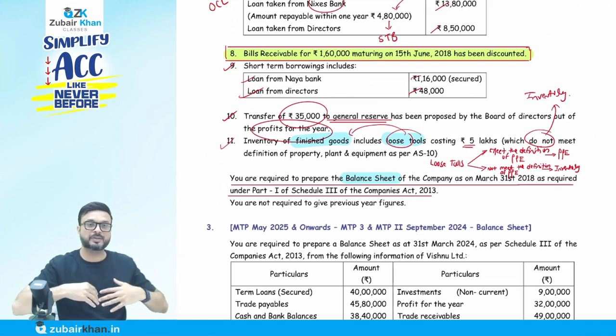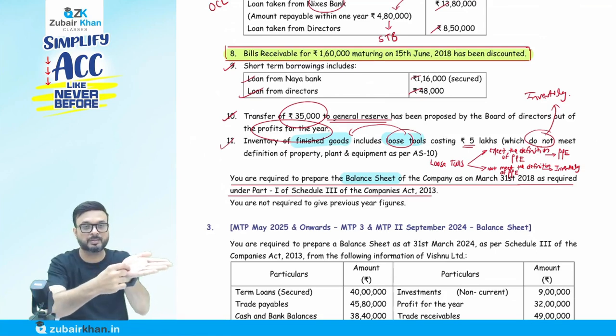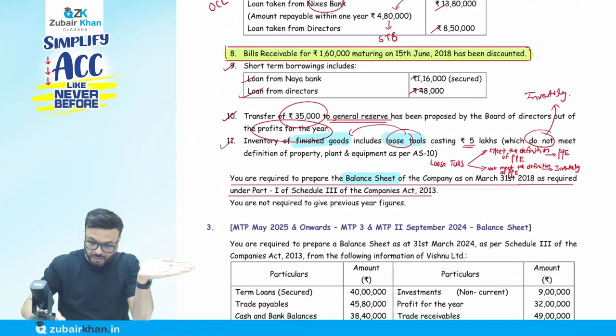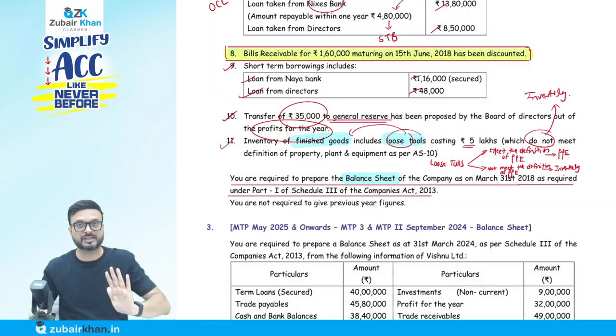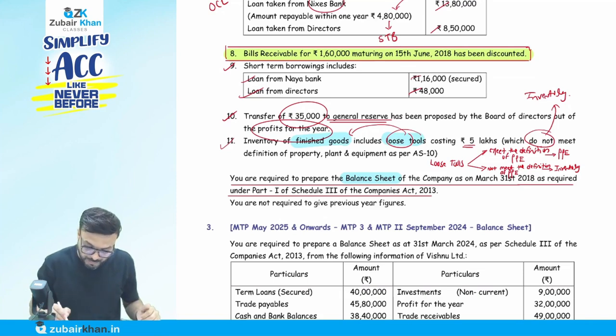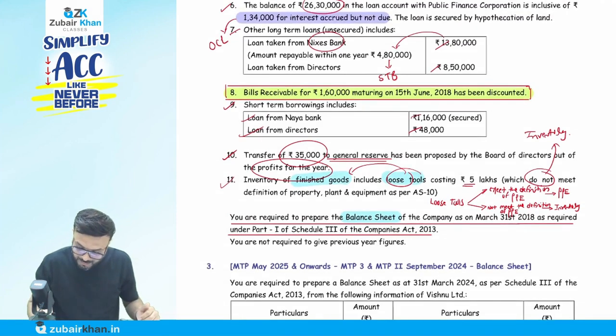You, me, I'm the person who sold to you. I gave you this paper, and you accept it: yes, I will pay 1,60,000 on 15th of June 2018. Okay, now I have this paper, and I am here on 31st of March. Understand this: you are going to pay on 15th of June 2018, and I am here on 31st of March 2018. This is the balance sheet date.